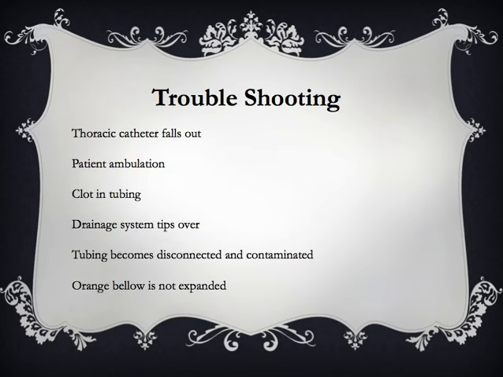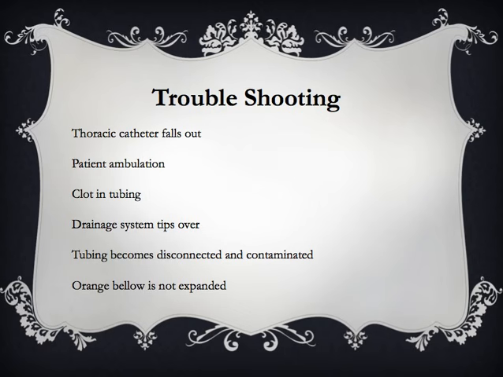Some troubleshooting to keep in the back of your mind is that the thoracic catheter can fall out. Remember, it's just snugged in there with a suture, so if it's tugged on firmly, it can dislodge. And so if that happens, we want to make sure that we cover the hole with a sterile dressing, and if we make it occlusive, we're only going to tape it down on the 3 sides.